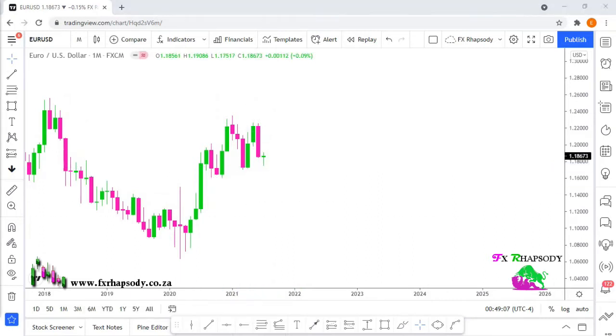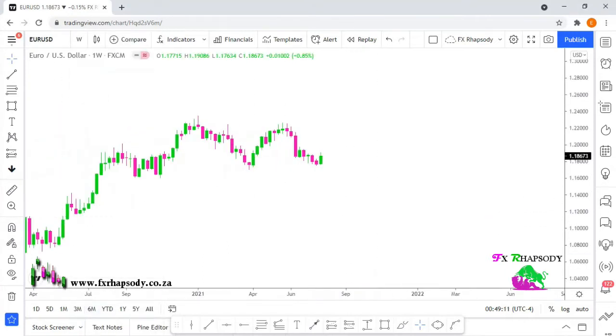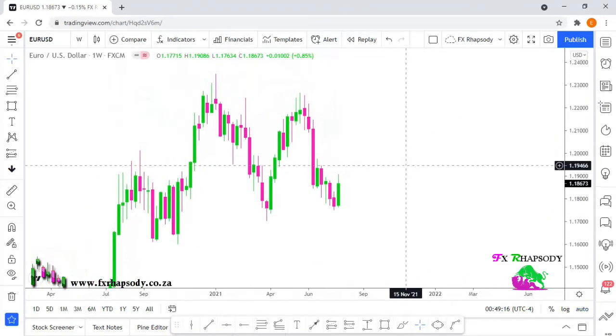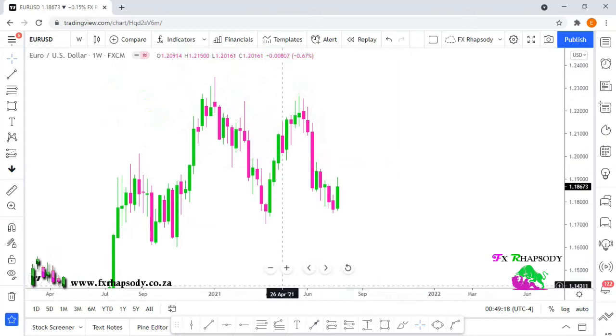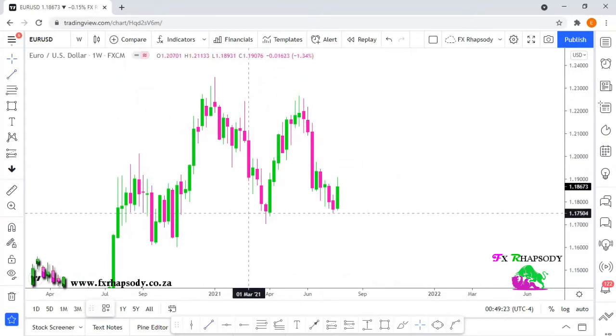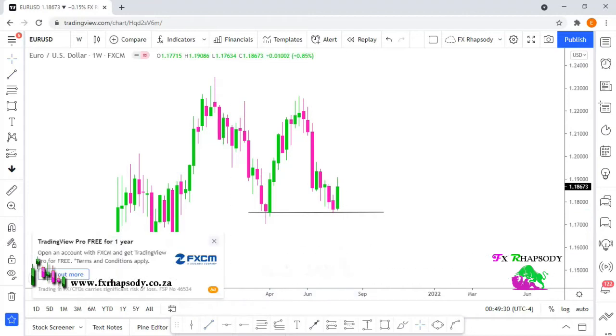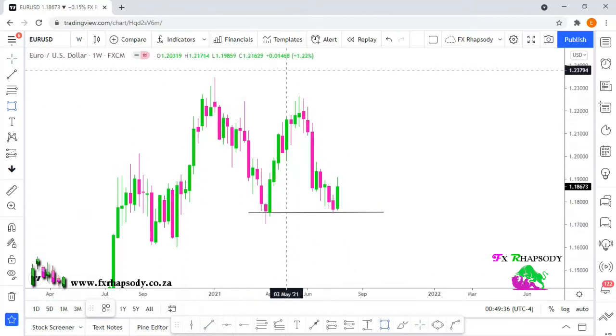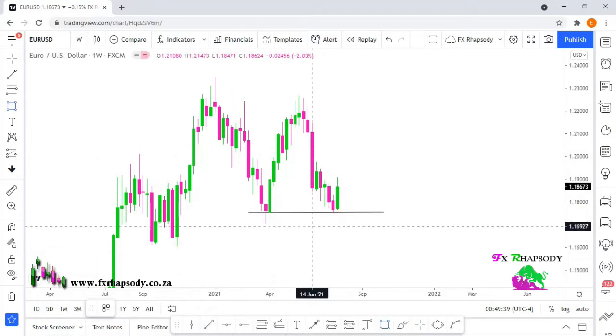So let's look at what the weekly tells us. Let's just expand this so you can see it much better. Now on a weekly time frame, we can see this area where the market came down. What we know about price is that in this area, buyers climbed into the market, pushing price up. Sellers climbed in, pushing price down, and buyers climbed into the market again.